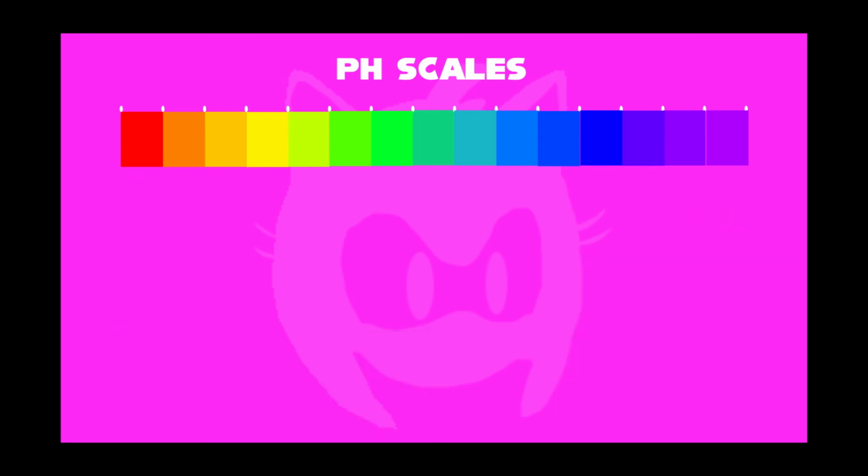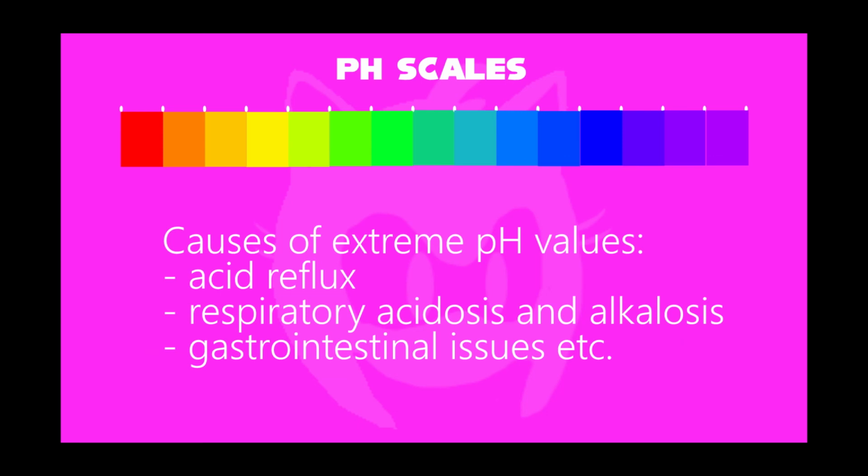The more extreme the pH levels you reach, the more likely you are to have a health risk, such as acid reflux, respiratory acidosis and alkalosis, gastrointestinal issues, and many more diseases. In the next part, we'll tell you about the litmus paper test.